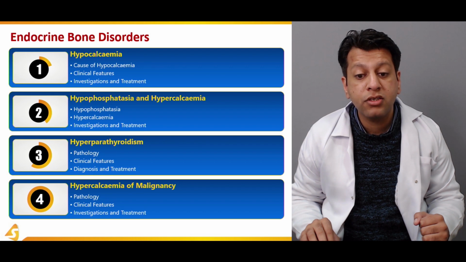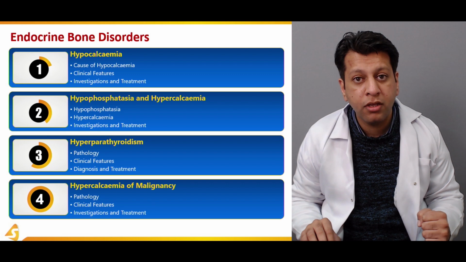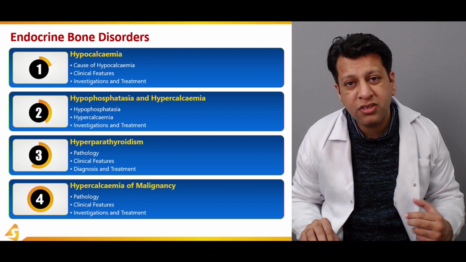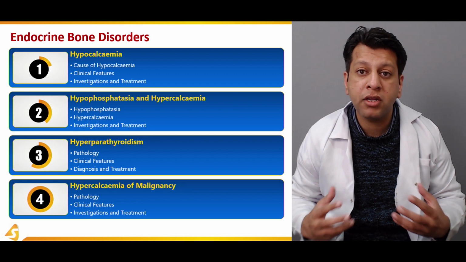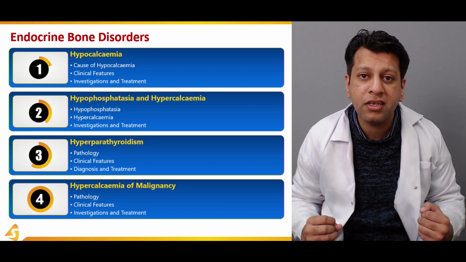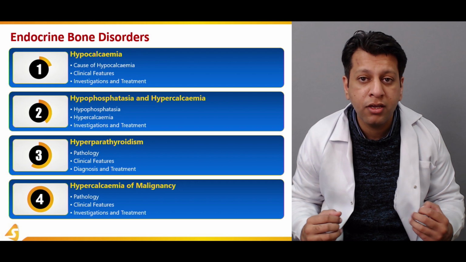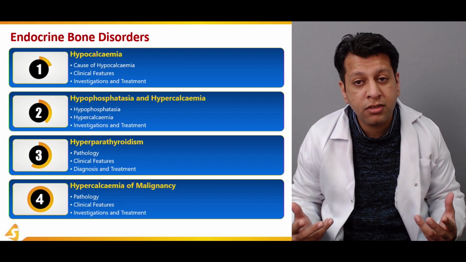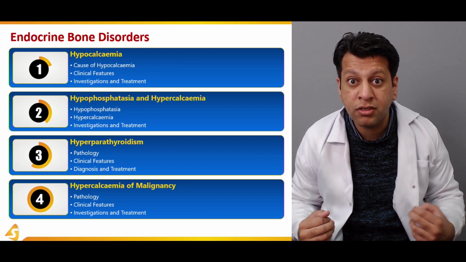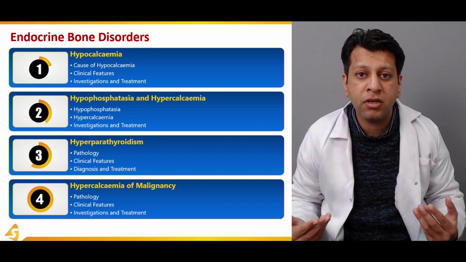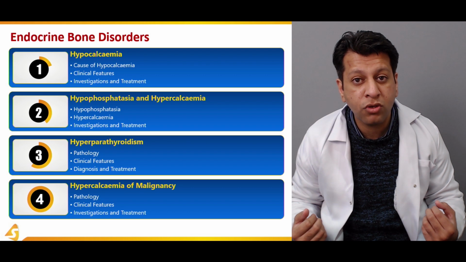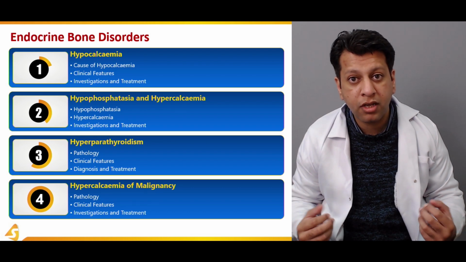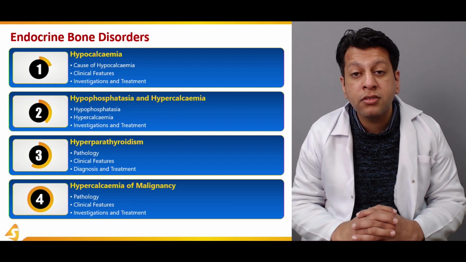Now in the last section, the fourth one, we'll be going through the hypercalcemia of malignancy. There are so many tumors which secrete parathyroid-related hormone, which acts like parathyroid hormone in our body, thereby increasing the calcium level in our body, eventually leading to what is called hypercalcemic crisis of malignancy. Hypercalcemia can present acutely as well, leading to a very severe kind of emergency called hypercalcemic crisis of malignancy.